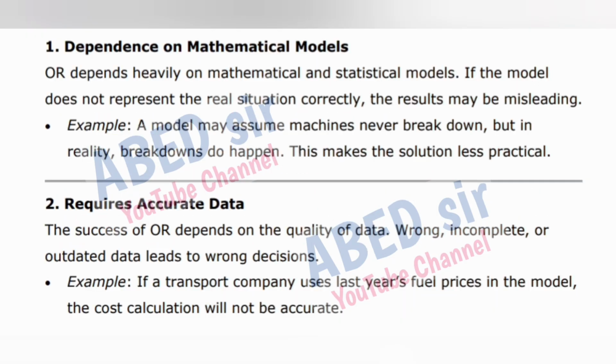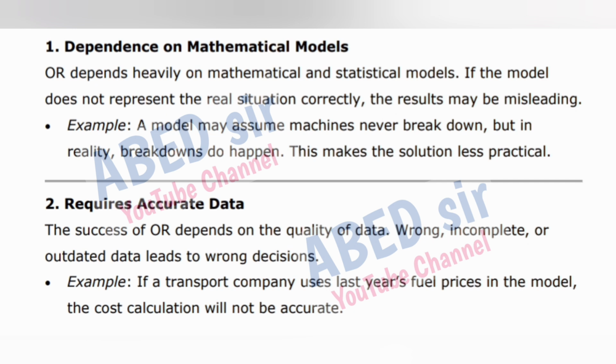1. Dependence on mathematical models. OR depends heavily on mathematical and statistical models. If the model does not represent the real situation correctly, the results may be misleading. Example, a model may assume machines never break down, but in reality, breakdowns do happen. This makes the solution less practical.